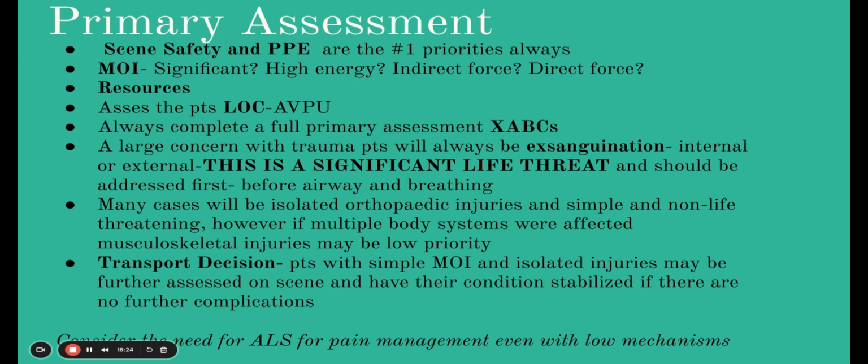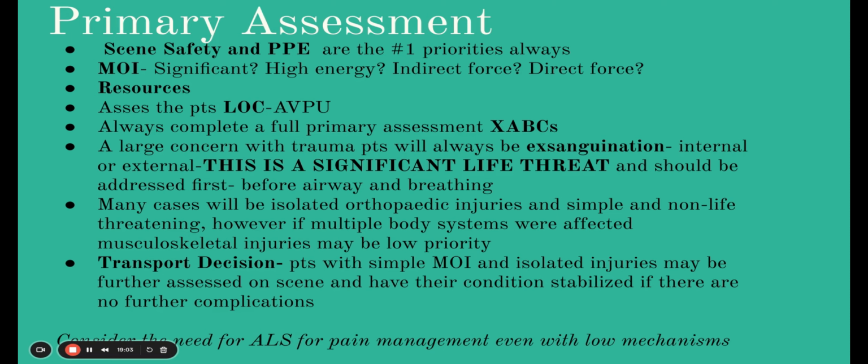You want to assess the patient's level of consciousness. Are they alert? Are they responding to verbal stimuli? Are they responding to painful stimuli? Are they unresponsive completely? And then your full primary assessment for any type of trauma patient is always going to be your XABCs. So a large concern with trauma patients is always going to be exsanguination, internal or external. This is a significant life threat and should be addressed first before airway and breathing, because if they bleed out, then there's no point in managing their airway.